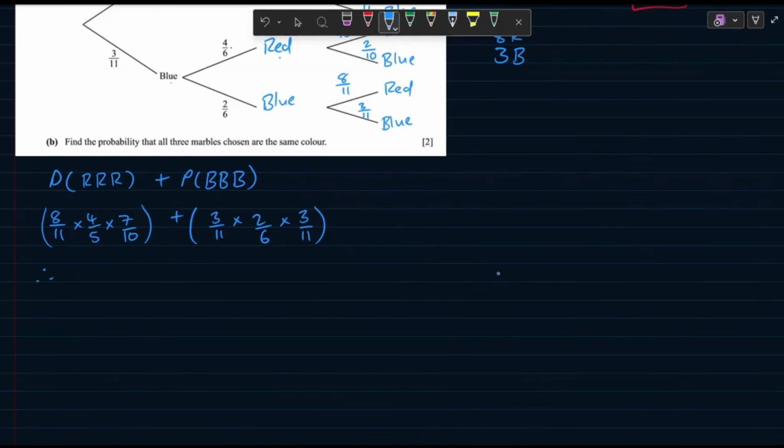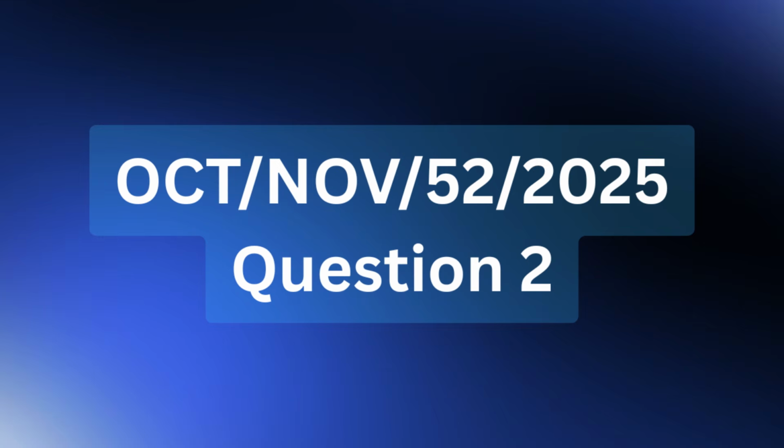Let's punch this into the calculator. That's 8 over 11 times 4 over 5 times 7 over 10 plus 3 over 11 times 2 over 6 times 3 over 11, and this gives us 0.432. And that is the final answer.